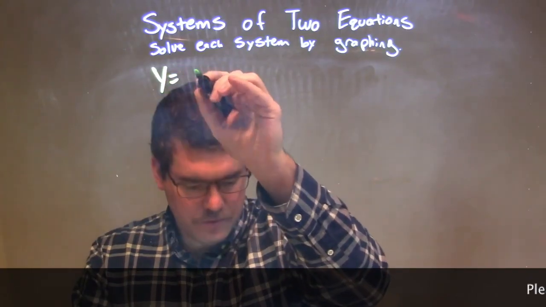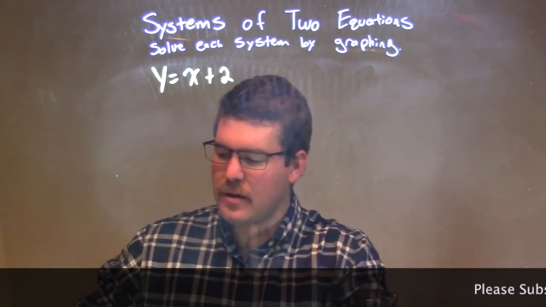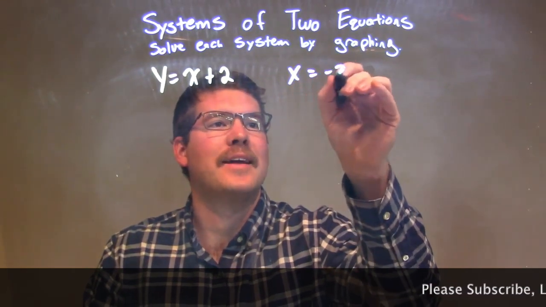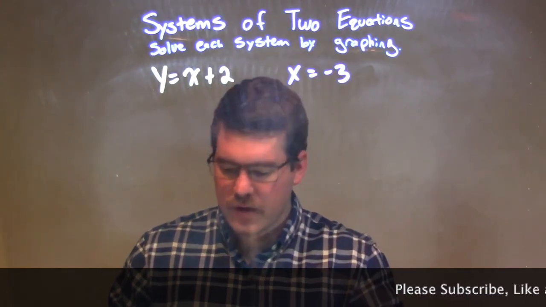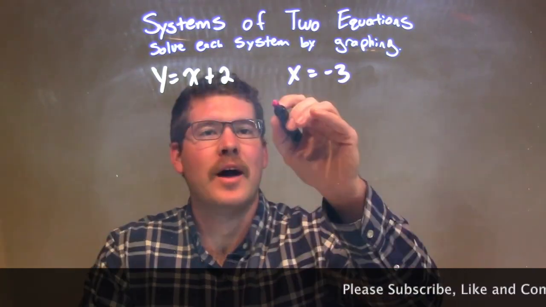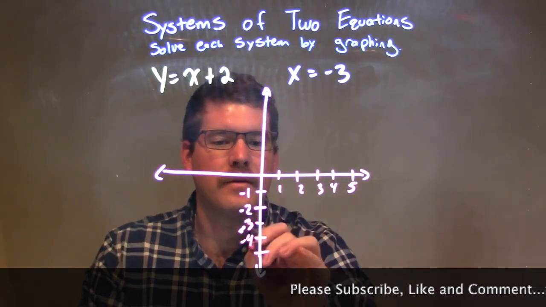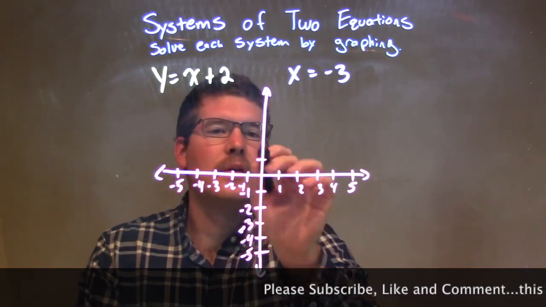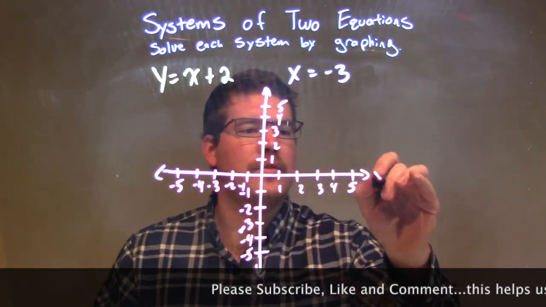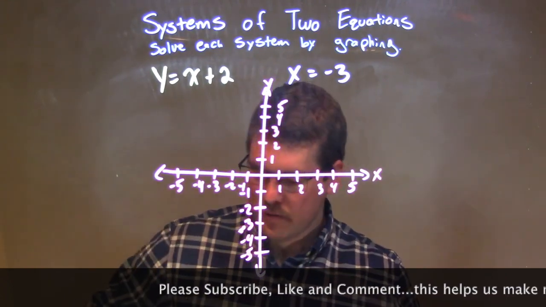Y equals x plus 2. And my second equation to be x equals negative 3. Well, the first thing I want to do is make a graph. So I'm going to make my little graph here. Okay, so we have our x and our y axes here labeled. All right, so let's go graph these.